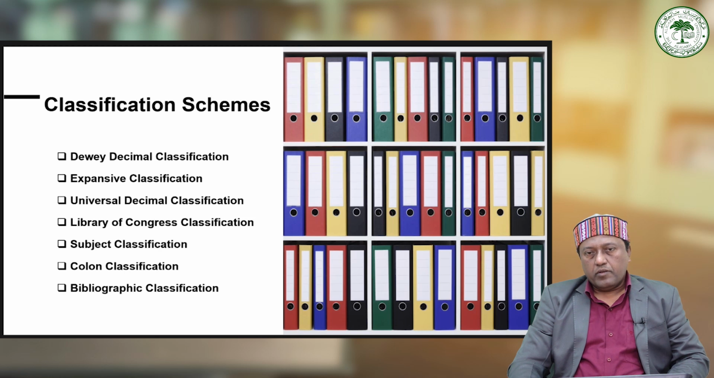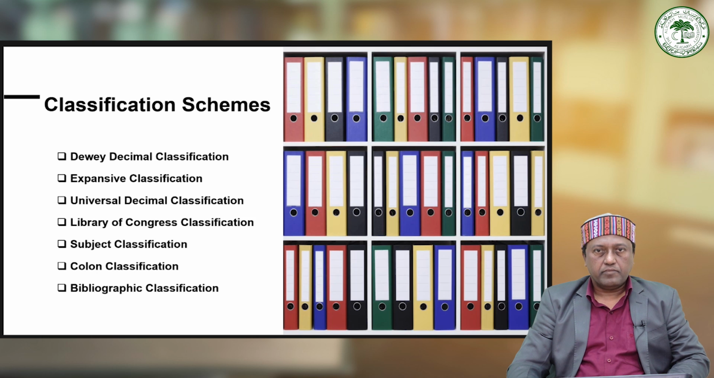So, whenever a library is planning to go with classification, it has to choose only one scheme of classification out of the many schemes available. There are prominent schemes available for classification: one, Dewey Decimal Classification scheme, Expansive Classification, Universal Decimal Classification, then Library of Congress Classification, then Subject Classification, then Colon Classification by Dr. S. R. Ranganathan, and then Bibliographic Classification.